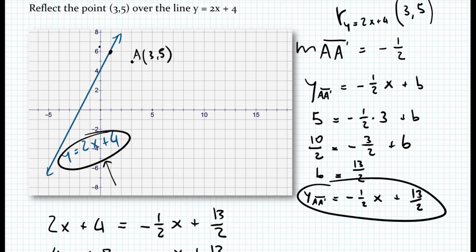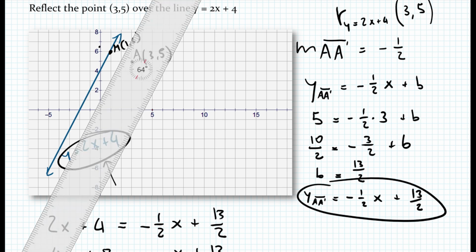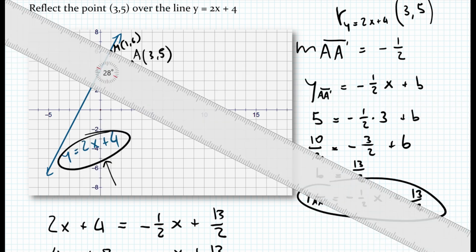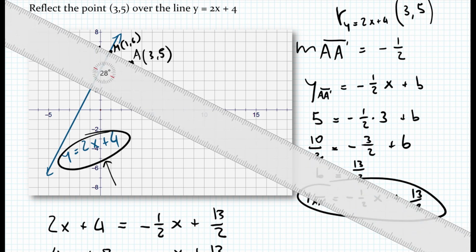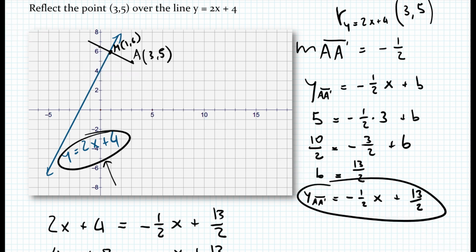So let me label that point, and I'm going to call it m for a specific reason that you might notice soon. So 1 comma 6, okay? So what do you notice here? Well, if you reflect 3 comma 5 over that point m, or over the line, you actually end up somewhere here, okay? And that's called A prime. And that's what we're trying to find the coordinates of.